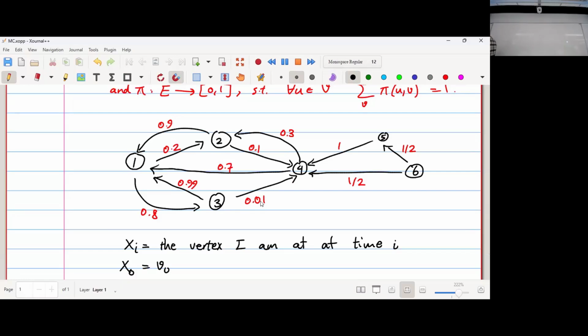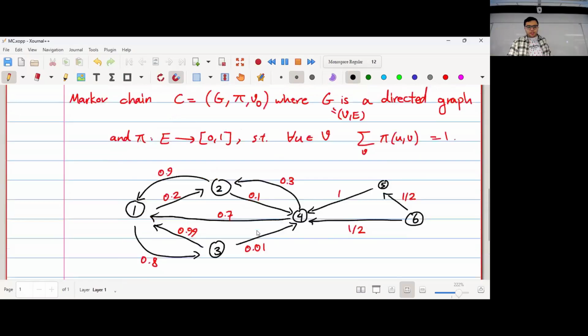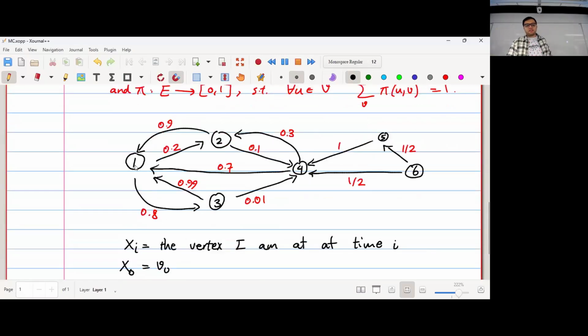Great. But now we want to solve some problems about these Markov chains. But before I do that, I defined my graph. I told you that I have a starting vertex. Let's say I'm starting from vertex 1 here. And I talked about these random variables. I told you that the random variable Xi is the vertex where I am at time i. But I didn't quite define my probability space, right?